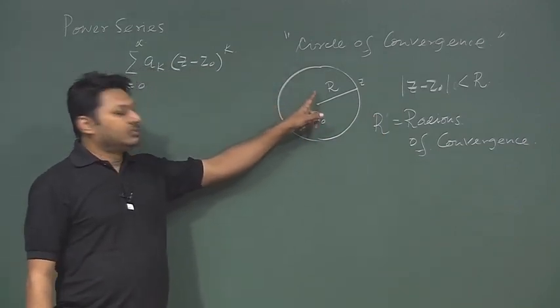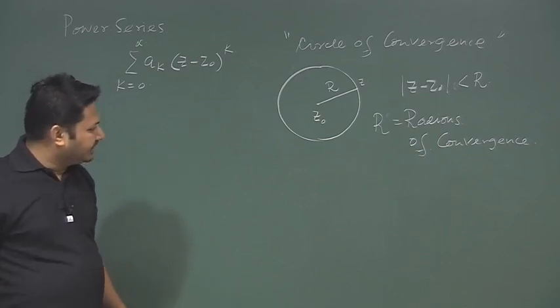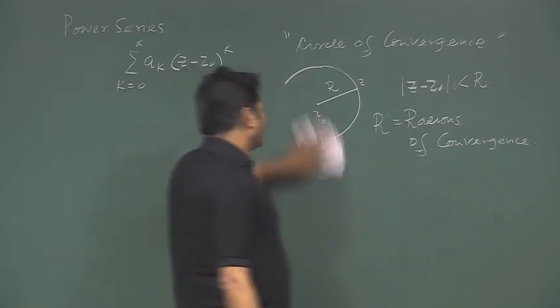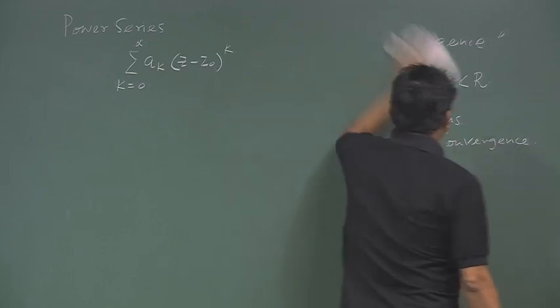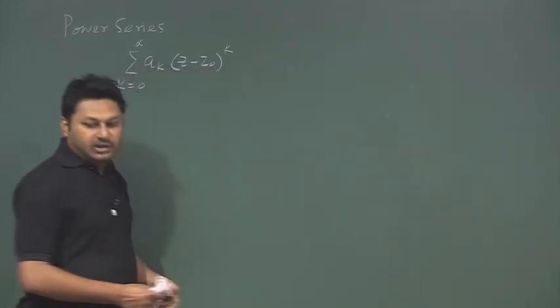This R, however, we can find out with the ratio test and whatever tests we mentioned just before. So, let me do that. How do we find this circle of convergence, or this radius of convergence, for that particular series to be convergent?